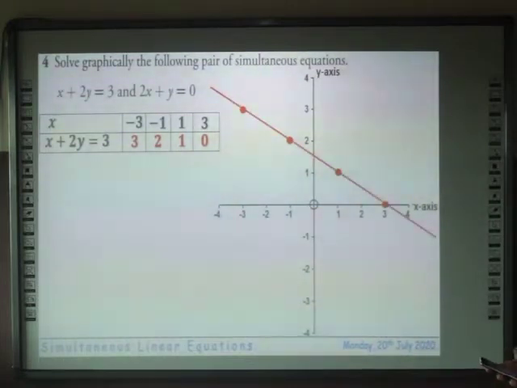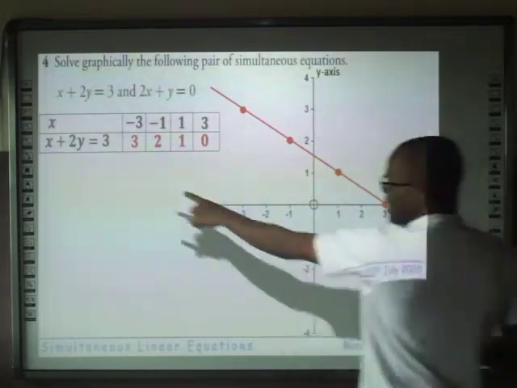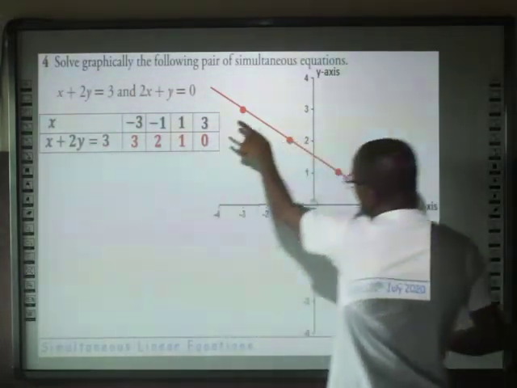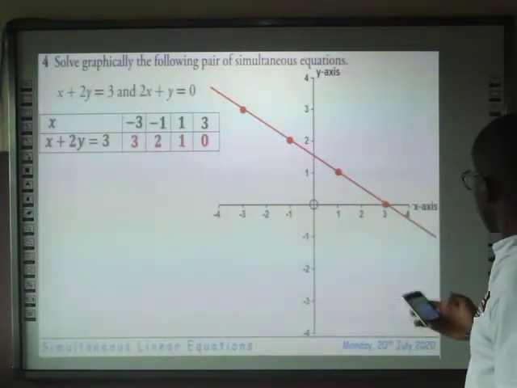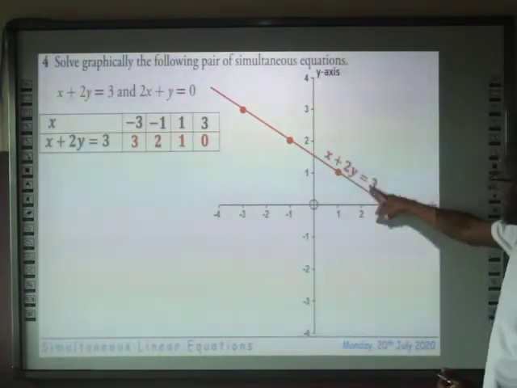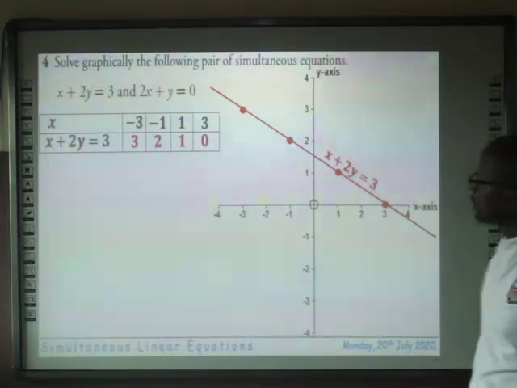Alright, now when you draw a straight line, that will be the graph of the equation x plus 2y is equal to 3. So don't forget to put the equation on the line. There you go. So there's a line for x plus 2y is equal to 3.